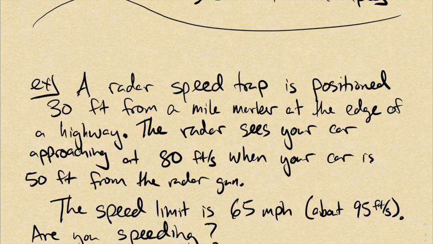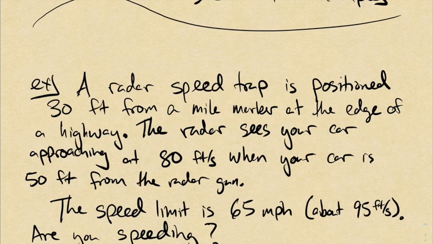So the question here, as you can see, we've got a radar gun, a speed trap, 30 feet away from the road. The radar sees your car approaching at 80 feet per second. This isn't the speed on the road. This is how the distance between the actual radar detector and the car is closing. And that's at the moment when the car is 50 feet from the gun. Again, diagonally, not on the road.